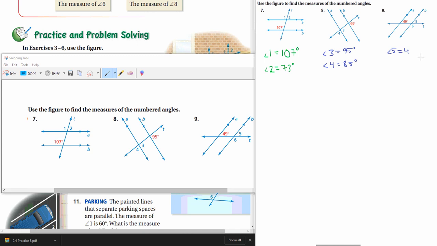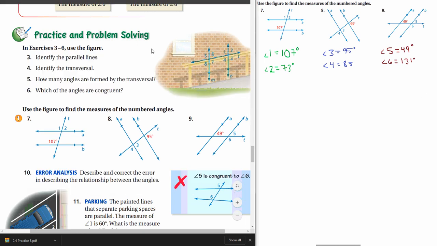I'm going to switch up my color for this one. Angle 5 is 49 degrees. And then angle 6, angles 5 and 6 make a straight line, so because they make a line, they should add up to 180. So what do I have to add on to 49 to get 180? In other words, what is 180 minus this 49 degrees? And that is 131 degrees. There we go. All right.